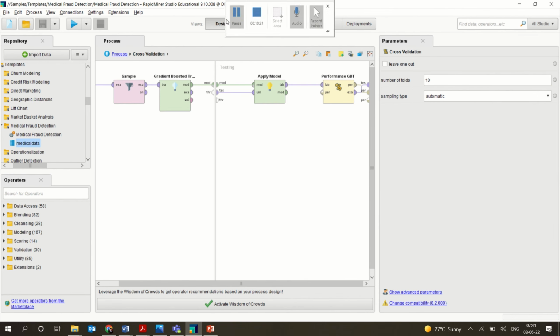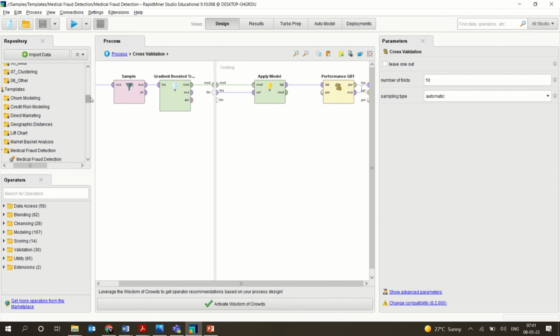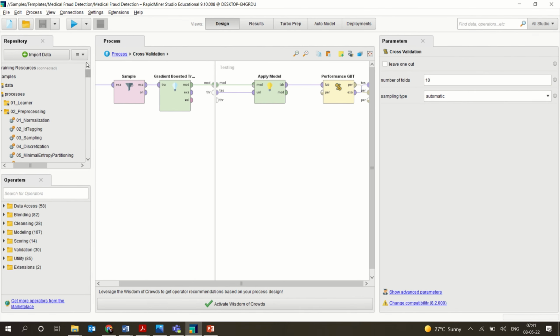So that's all about the various algorithms. There are certain sets of examples given over there, so just explore a little bit more and try to understand the different ways in which you could do classification in RapidMiner. That's all as of now.